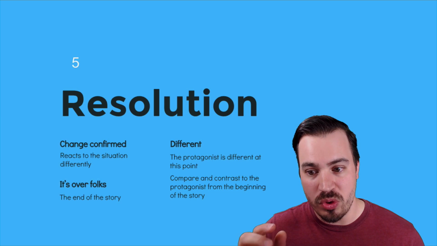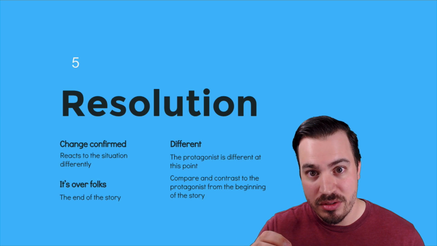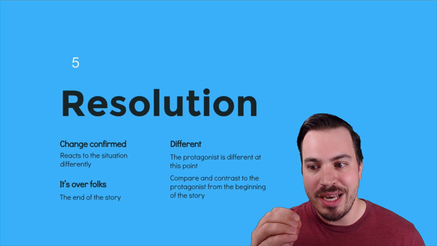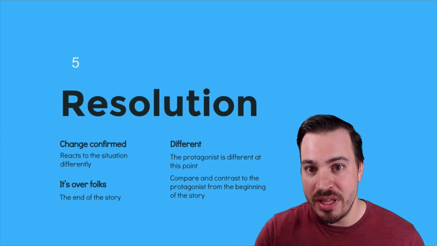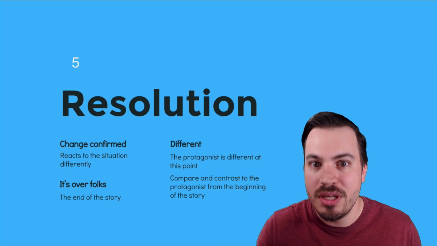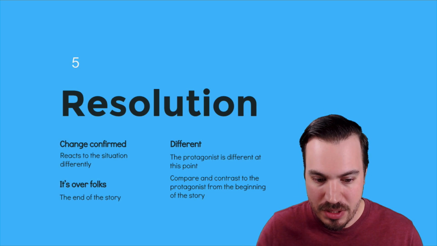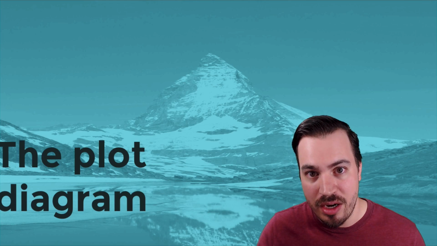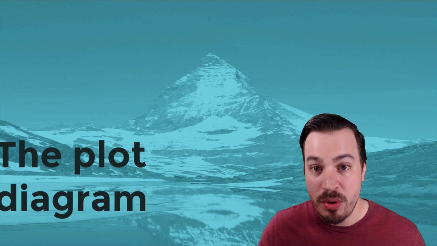Okay, we have the resolution. We figured everything out. We solved our problems. Now they should be different than they were at the beginning of the story, because at the beginning of the story, they did not know how to solve their problems, but now they do. Okay, here's how the plot diagram kind of works. It's supposed to look like a mountain.